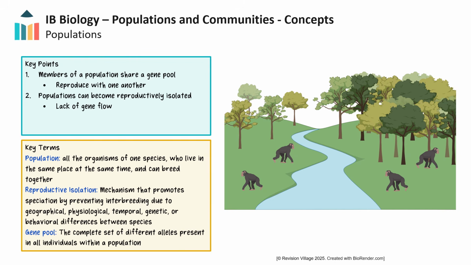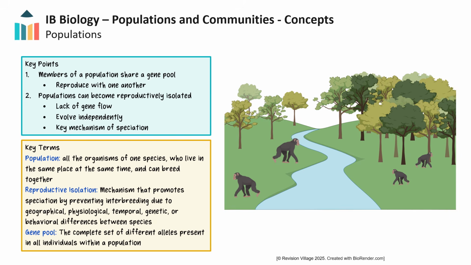When populations are reproductively isolated, there's a lack of gene flow between the two groups, and they may evolve independently. This is a key mechanism of speciation. See our key concept on natural selection and evolution for a more detailed look at this concept.